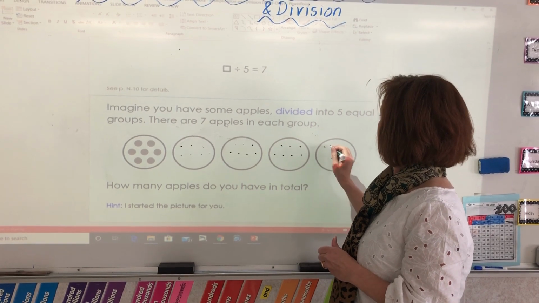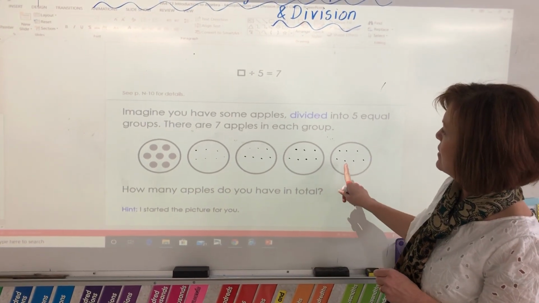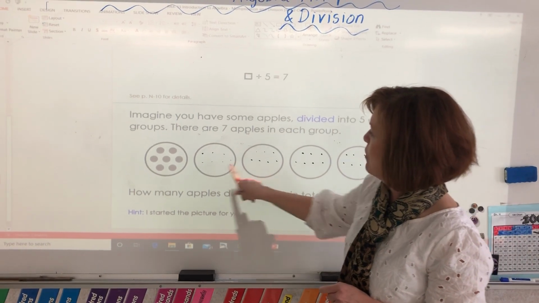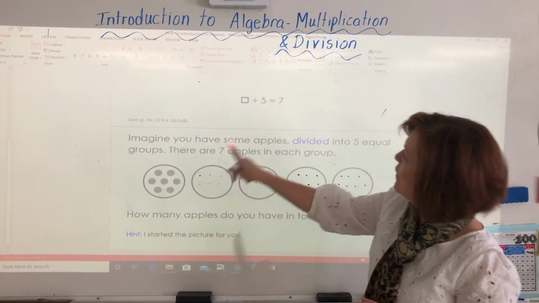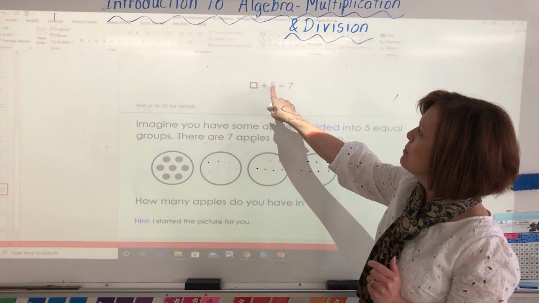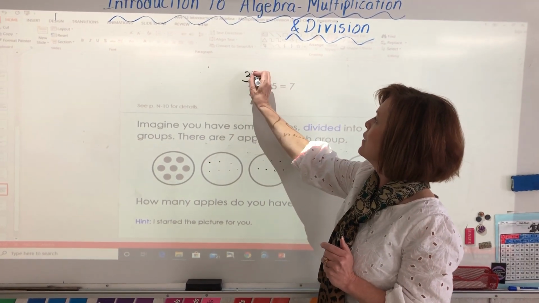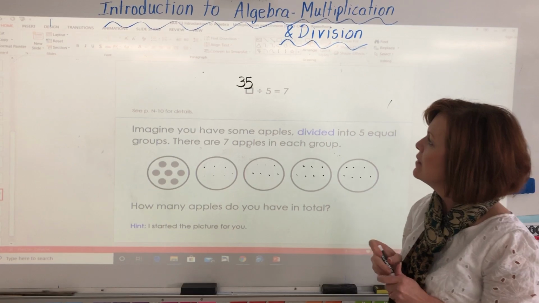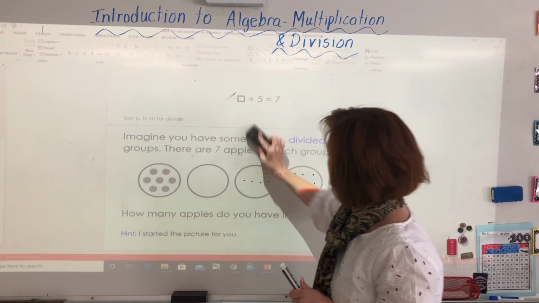So if I had 5 groups of 7, how do I possibly find how many I started with? Well, I could count by 7s. 7, 14, 21, 28, 35, and I find out there's 35 total. That is like multiplying 5 times 7 to find out the total that I started with before I divided. The answer would be 35. Let's look at some more.